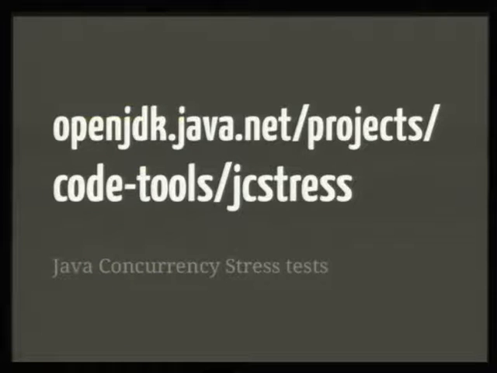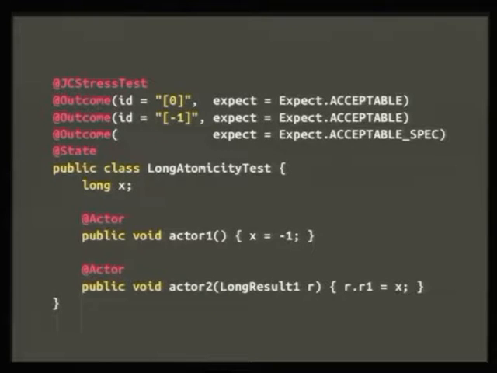Another one is jcstress, which is a set of stress tests for basic Java concurrency things. So here's another example. It's a class that has a variable x, a field x, and there are two threads that will run concurrently. One will set the x value to -1. The second will set a result to x. A result is then compared to the set of expected outcomes.